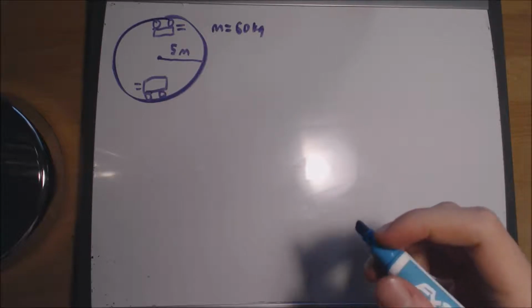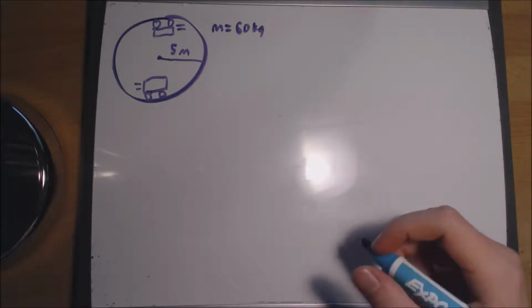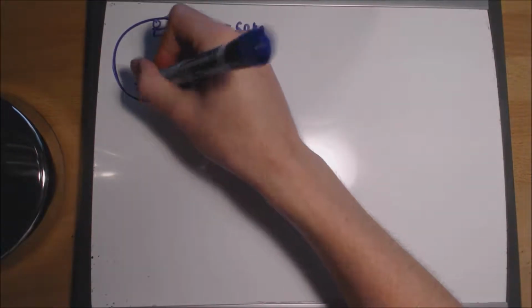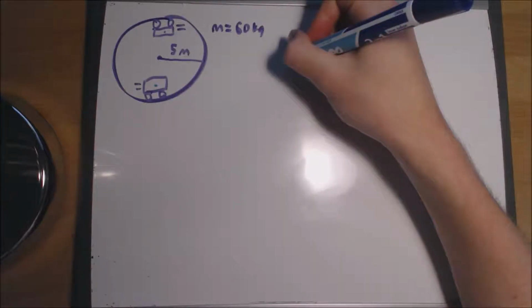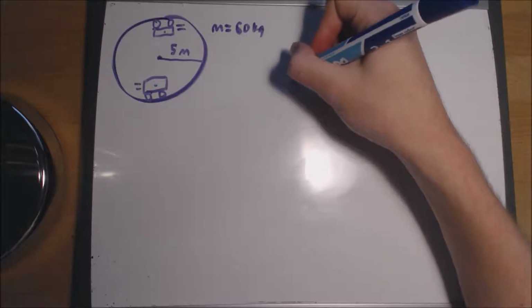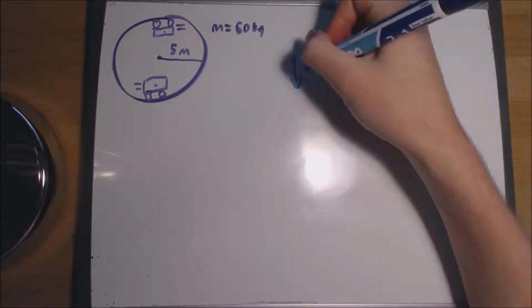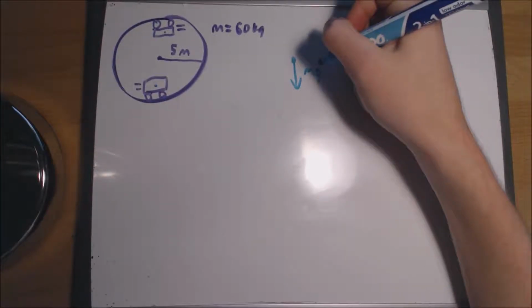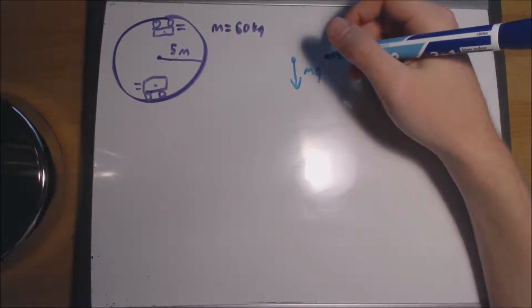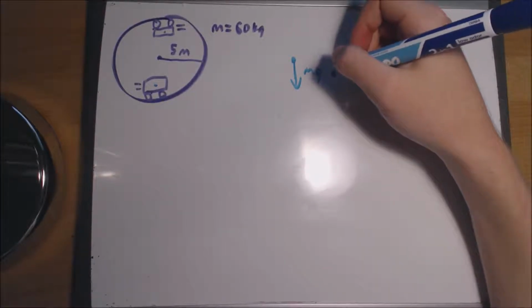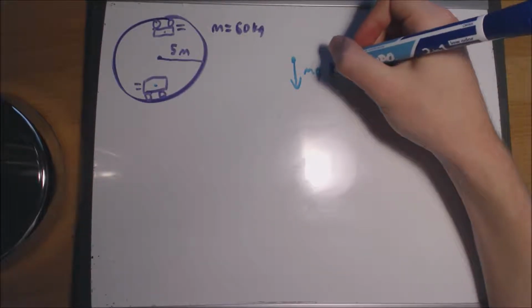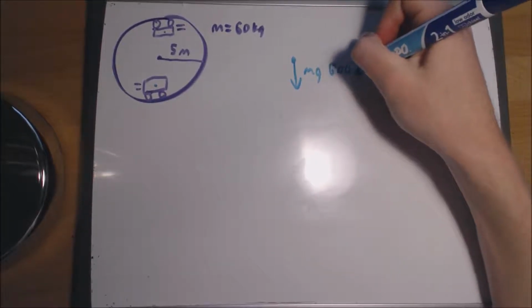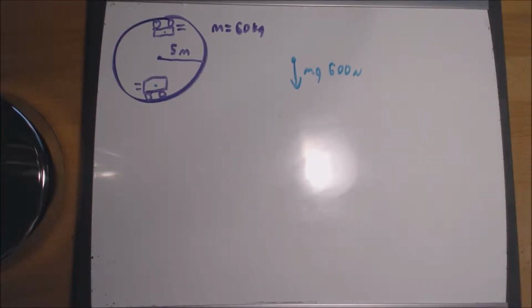Okay. First thing we want to do is draw a force diagram for the bottom here and the top here. So at the bottom, our forces are going to be mg, force of the Earth pulling down on the driver, with a force equal to the mass times the gravitational field strength of the Earth, which will be 600 newtons. And we got a normal force.